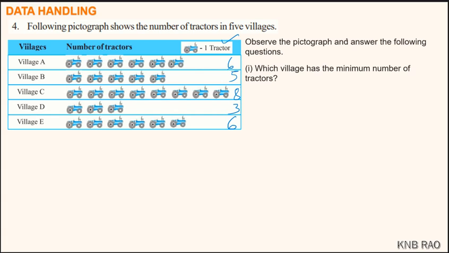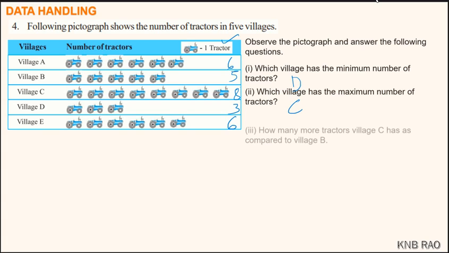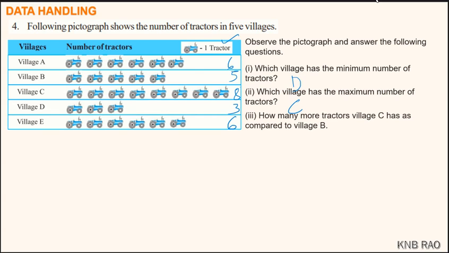Question number 1, which village has the minimum number of tractors? Obviously village D, having only 3 tractors. Which village has the maximum number of tractors? Obviously village C, which has 8 tractors. And how many more tractors does village C have as compared to B? When C is compared to B, there are 3 extra.